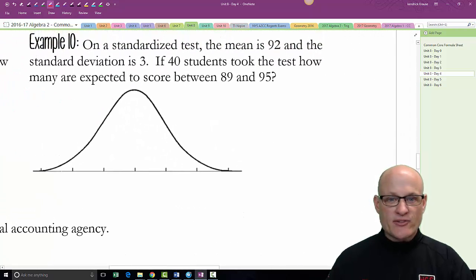All right, on a standardized test score, the mean is 92 and the standard deviation is 3. Pause the video right now and draw and label this thing.